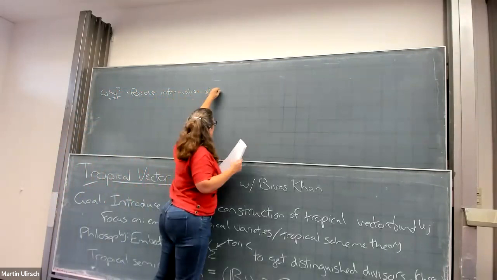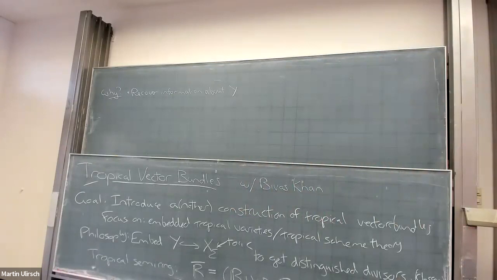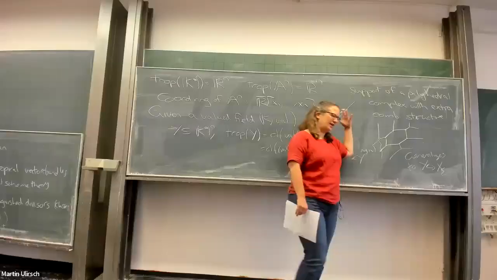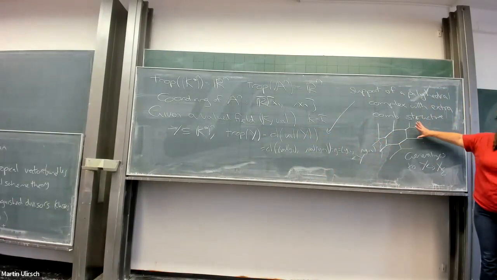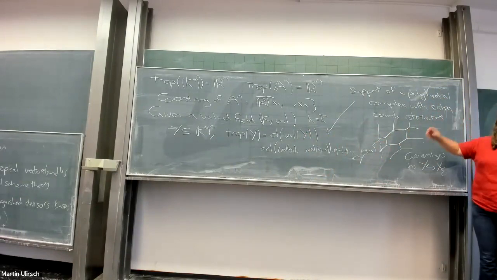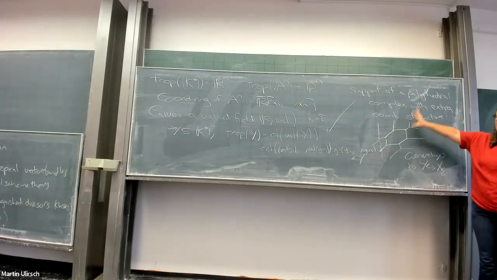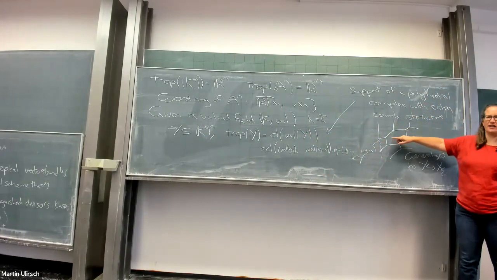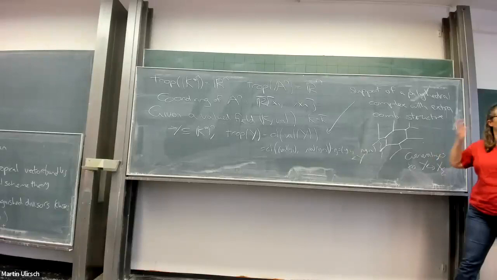In this case, the picture I've drawn, as the tropical people in the audience know, is the tropicalization of an elliptic curve, embedded as a cubic in the plane. And we can recover from this picture first that it's a curve because the picture has dimension one. Second, that it's a curve of degree three in the plane because we have three things going in each of the coordinate directions. And then we can also get more information about the valuation of the j-invariant from the length of this loop. So that's the type of information you might recover.